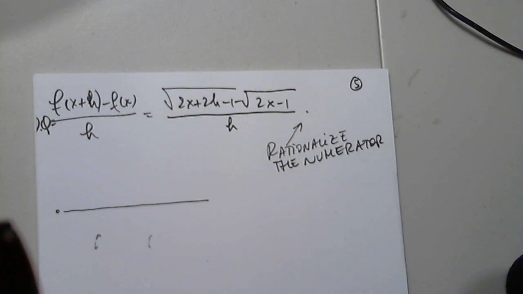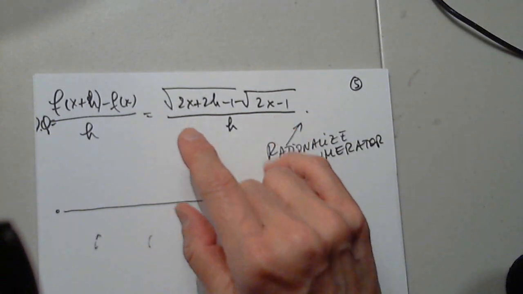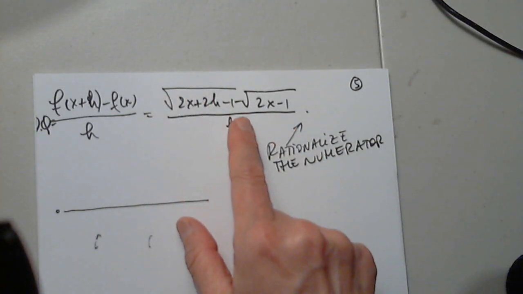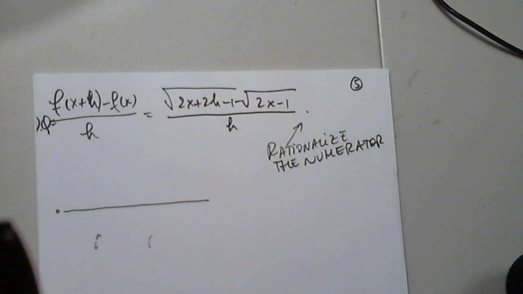How do we rationalize an expression like this one? The square root of 2x plus 2h minus 1, minus the square root of 2x minus 1. How do we rationalize this? Anyone remembers?